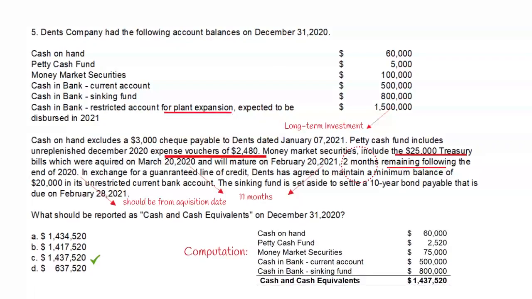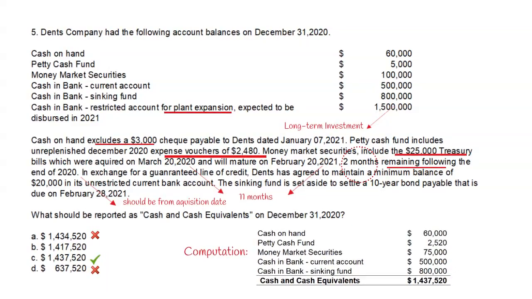If your answer is letter A, it means you have mistakenly deducted the 3,000 post-dated check. Note that the problem says that the cash on hand excludes that check, which means that the cash on hand is correctly stated. Therefore, ignore the post-dated check.